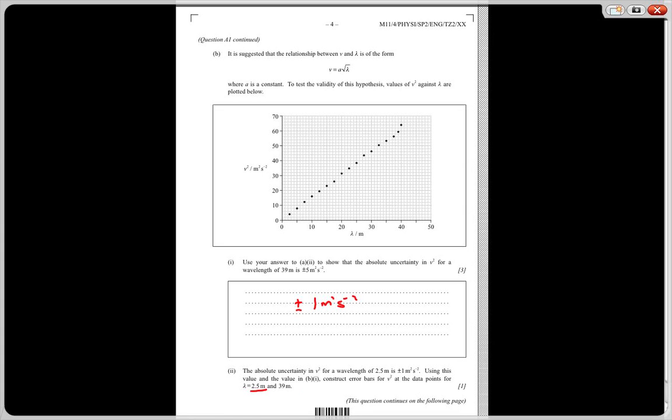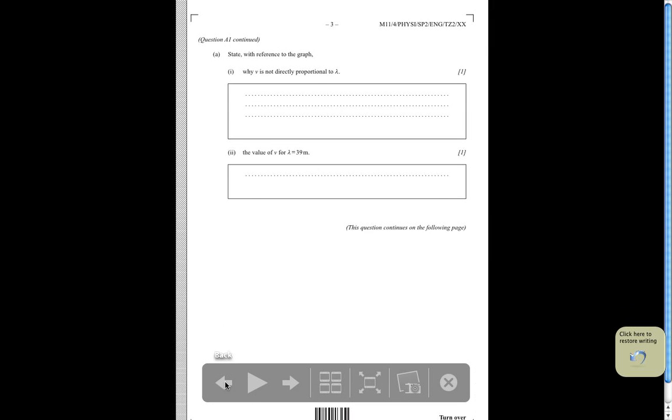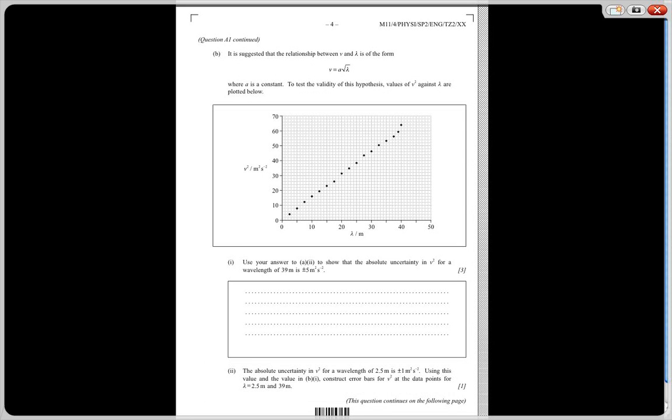0.4 lambda is 2.5, and 39, we've worked this one out, was plus minus, as it says over here, 5 meters squared s to the minus 2. So we have to plot those up. So let's just go back here. No, not there. Over here. So we want it for 2.5. So this over here would be my 2.5. So now we got plus minus 1 meter.